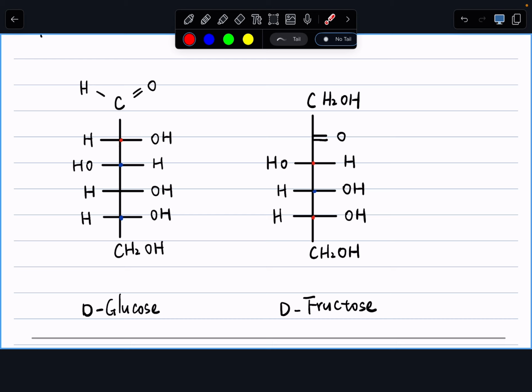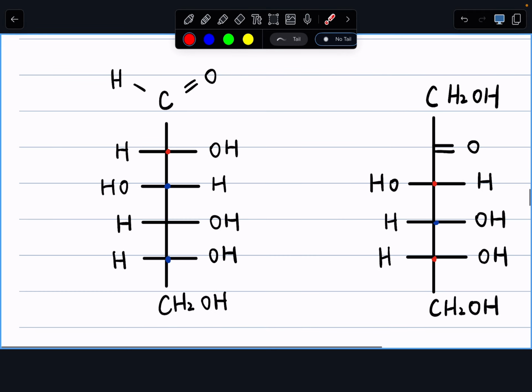So let's just do these examples together and see how we do it. On the left-hand side, this is D-glucose. We're not covering the DL configuration; you'll learn that in biochemistry. But now let's just focus on assigning the stereo configuration, like assigning R/S for every chiral center.